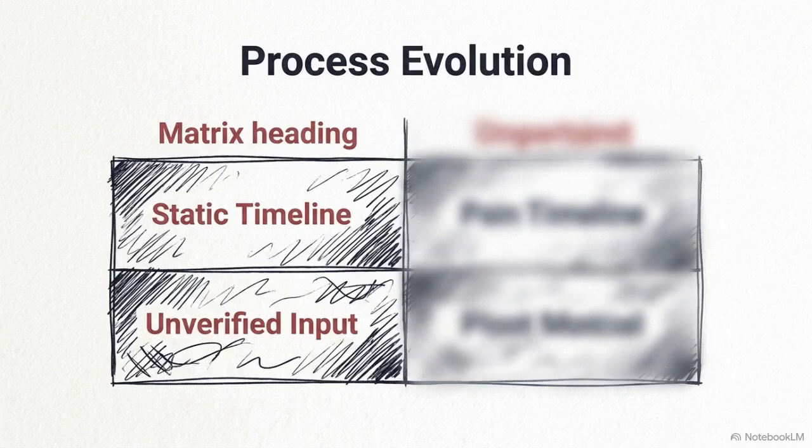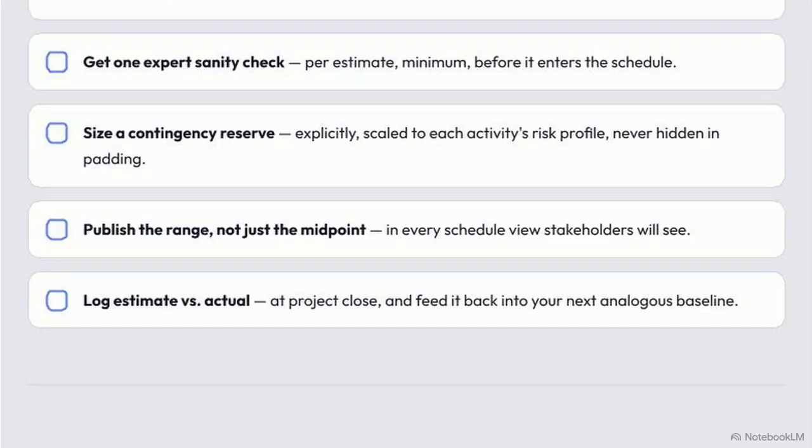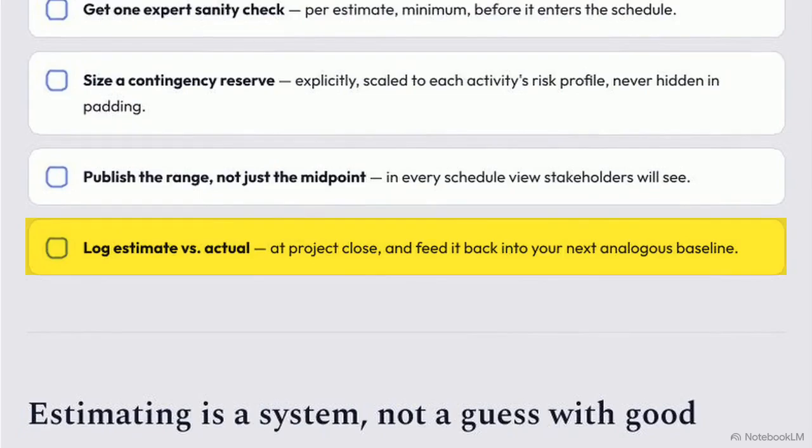You've moved away from the traditional model of relying on one person's gut feel. You now possess a probabilistic, triangulated range anchored to real data and reviewed by experts. There are 2 final operational rules. First, publish the entire range in all your schedule views, not just the midpoint. Second, when the project closes, log your actuals to feed your baseline for the next cycle.